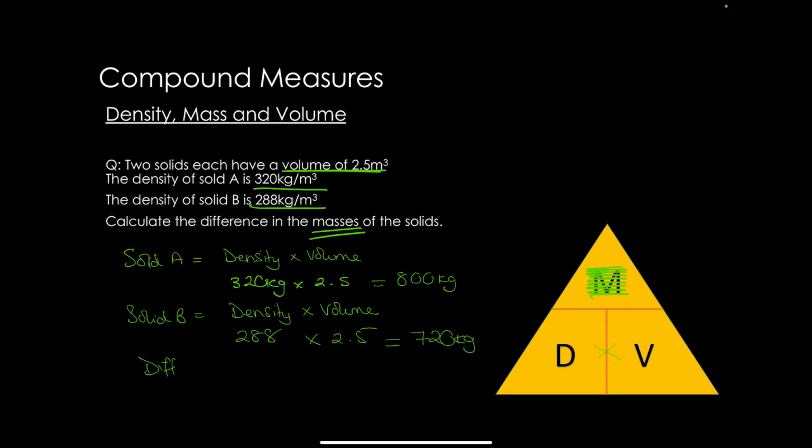And then we just need to work out the difference. The difference is 800 take away 720. So we're just working out the difference between these two final values, and that gives you 80 kg. Because it says what's the difference in the masses. Masses is weight, and remember, if we're talking about kilograms here, that's the weight. So 80 kilograms. All right, not bad.